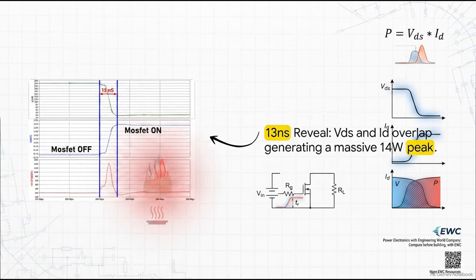Well, the illusion is completely shattered. By zooming in, we reveal a 13 nanosecond rise time transition, which we denote as TR. This is that critical exact moment the MOSFET switches from off to on, passing right through the linear region. Notice how the drain voltage doesn't just drop to 0 instantly, and the drain current doesn't just instantly jump to 2.5 amps. Instead, they overlap. And since we know power equals voltage times current, this simultaneous overlap generates a massive instantaneous power dissipation. We're looking at a peak of over 14 watts of heat generated in literally just 13 nanoseconds.